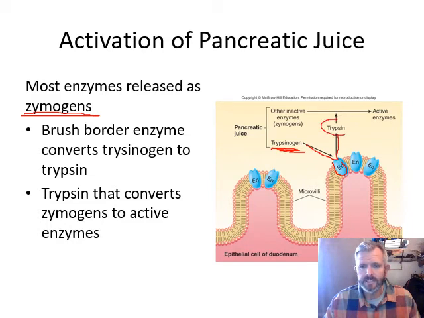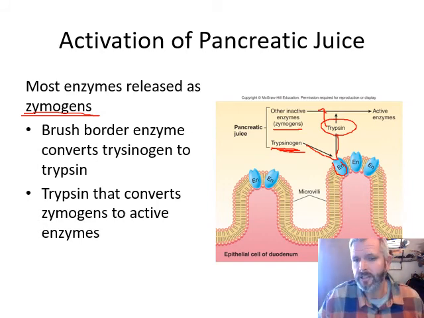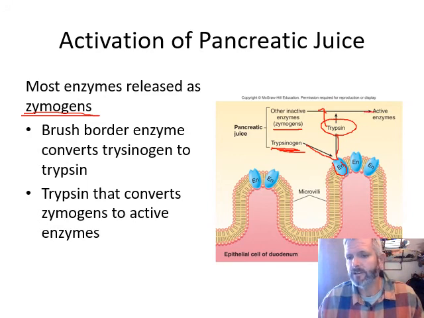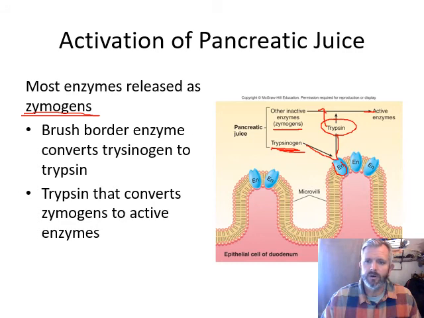Now trypsin is active. Trypsin also does what? It cleaves proteins. So now trypsin can cleave some of those other zymogens, those other enzymes that are made for breaking down lipids and carbohydrates. Trypsin can now activate those enzymes. This is how we get activation, because again, we don't want to have active enzymes in our cells. Otherwise, we're going to be causing havoc in our cells and breaking things down that we don't want broken down.